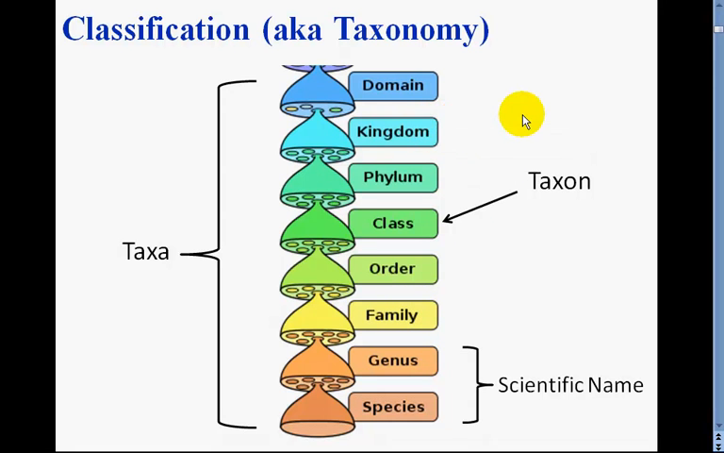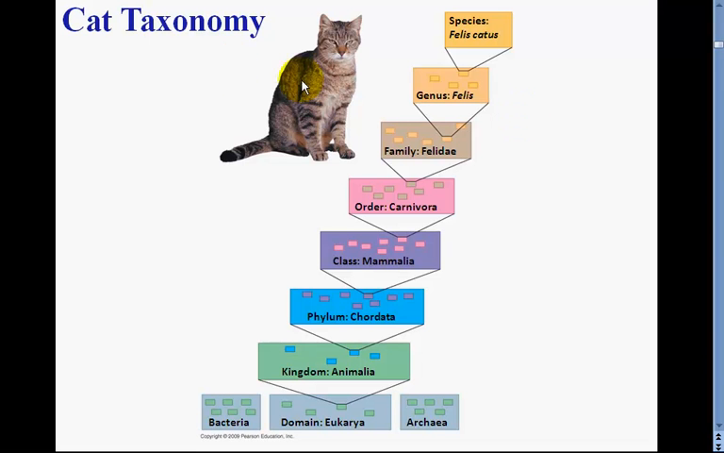Let's take a look at an example so you can better understand how this works. If we were to classify the cat species, we're going to start with the broadest categories. The broadest categories are domains. There are 3 domains: bacteria, eukarya, and archaea. The cat belongs to the eukarya domain. Within that domain are smaller categories known as kingdoms. The cat belongs to the Animalia, or animal kingdom.